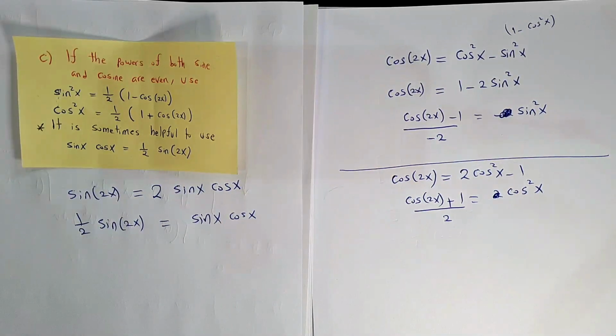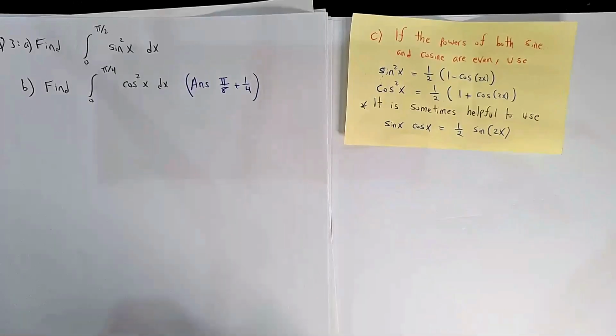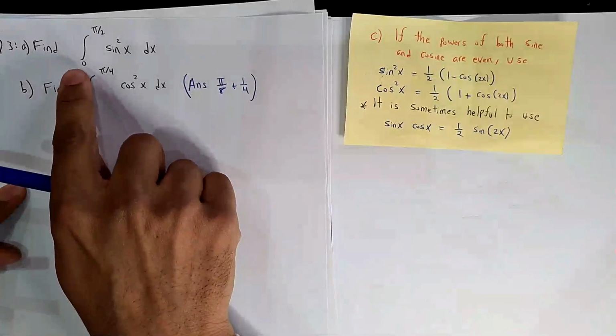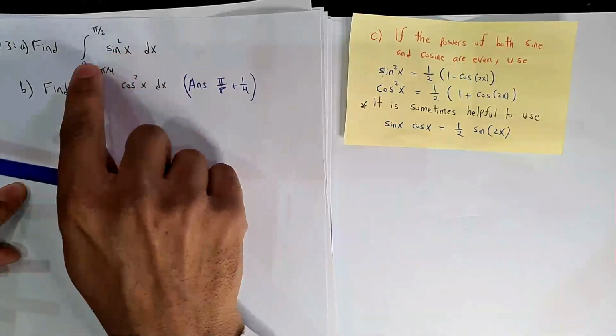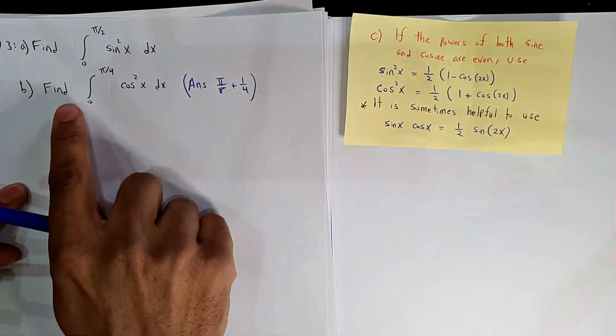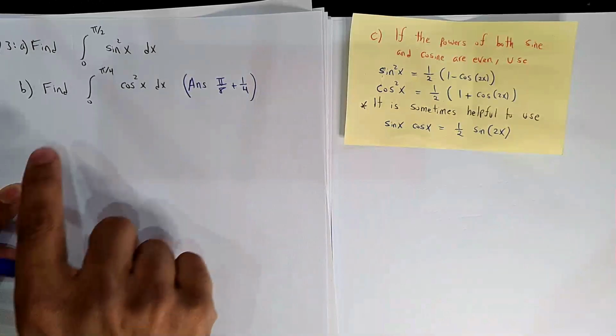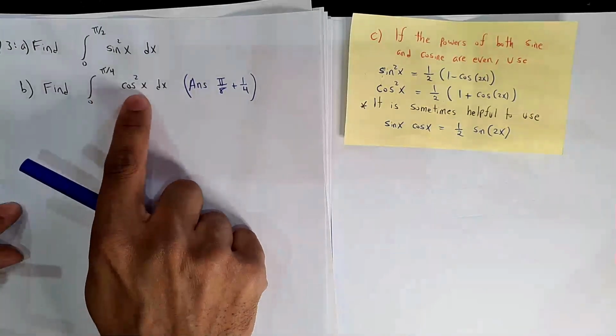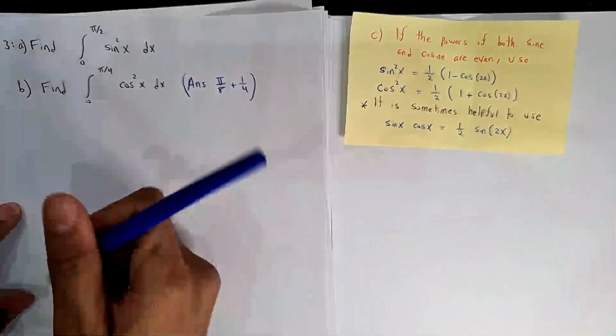Now let us see an exercise for this part C. Question 3a. He said integrate sine square x dx from 0 to pi over 2. And here we have another part. You need to try it yourself: from 0 to pi over 4, cosine square x dx. And here is the answer. Let us start with A.